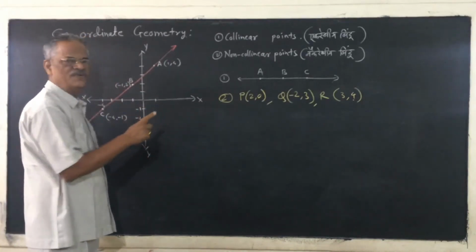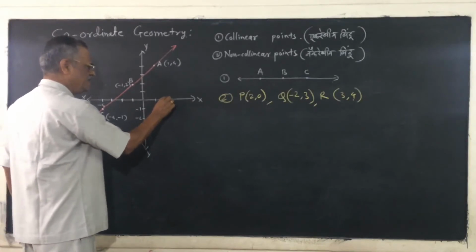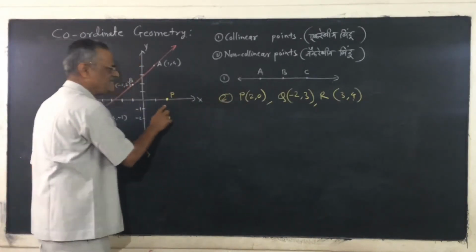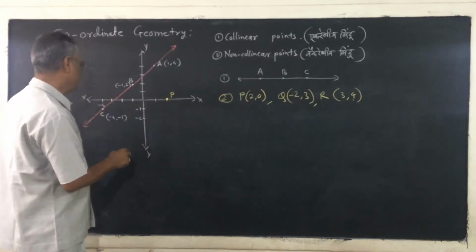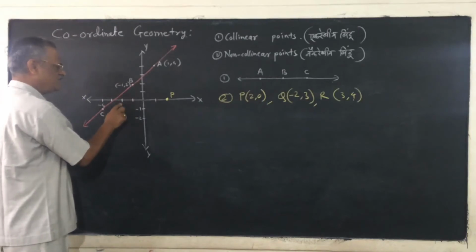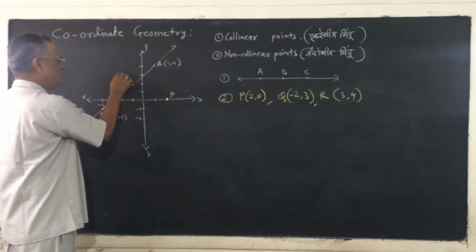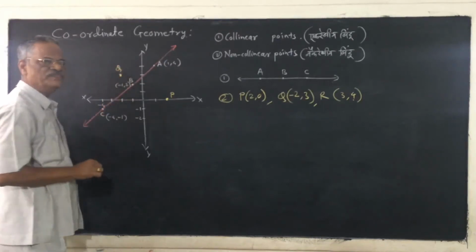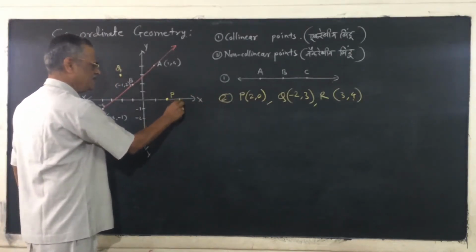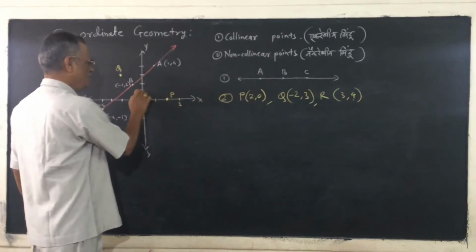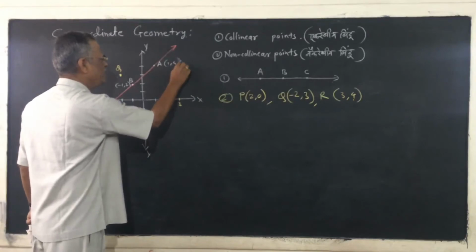First, let us try to plot them. What is the point P there? It is (2, 0). So it will be like this. It is on the x-axis. What about (-2, 3)? -1, -2, and 3. It will be here. What is the name of this point? Q. And the third point R, coordinates are (3, 4). 1, 2, 3, 4. So it is somewhere here.